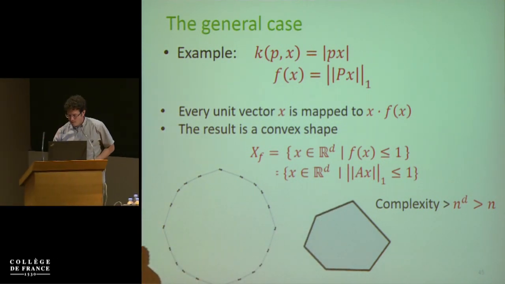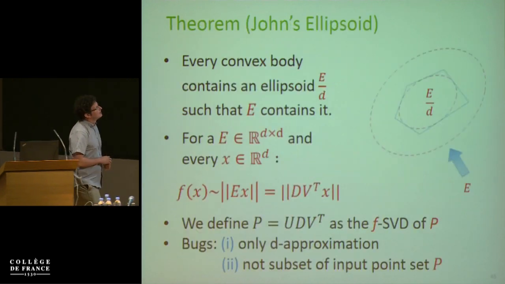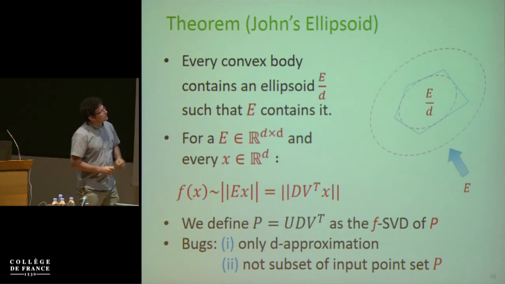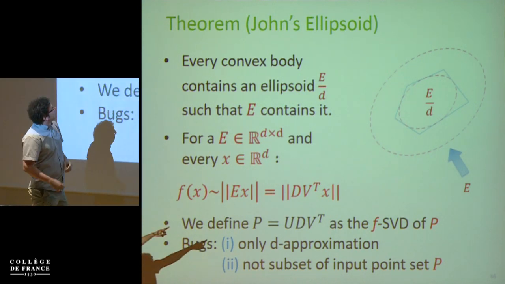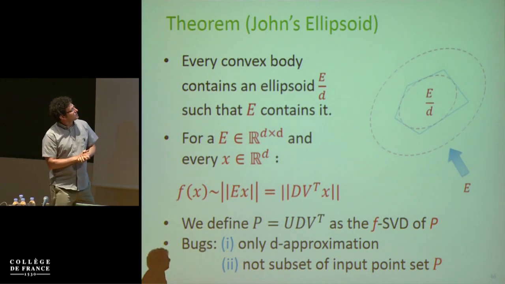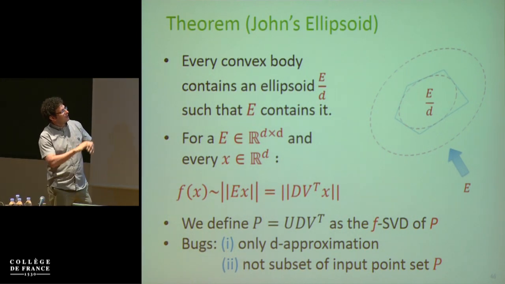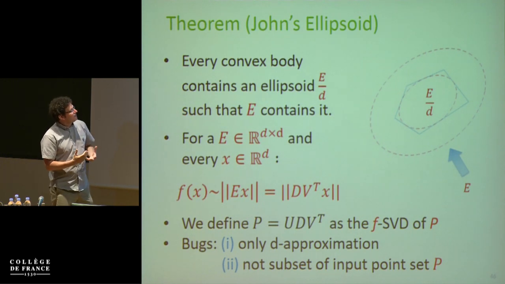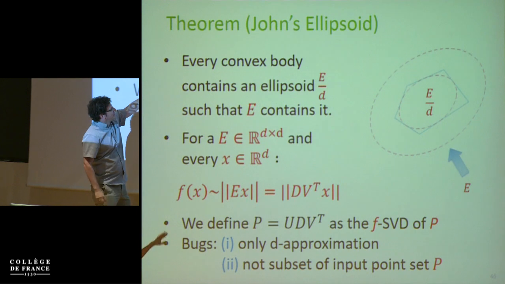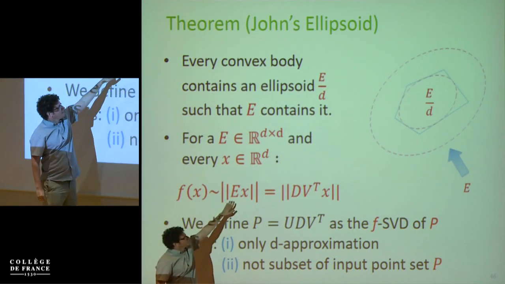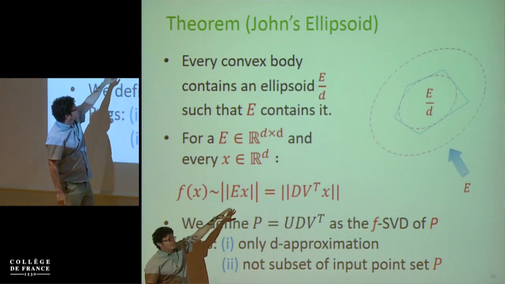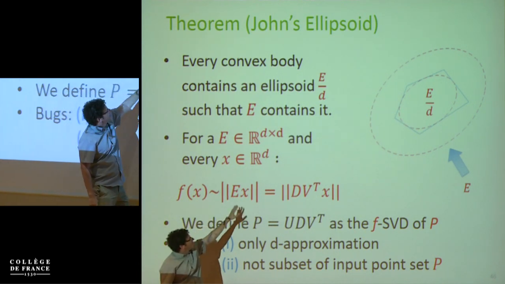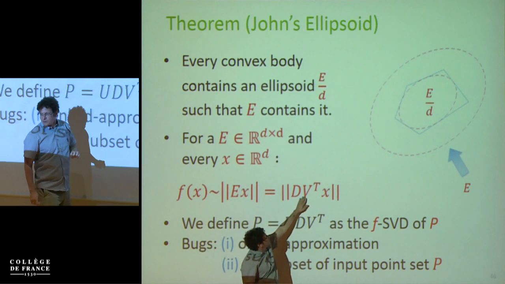So now we can use John ellipsoid, which says that every convex body contains an ellipsoid. You see the red one. That actually, if you take this ellipsoid enlarged by a factor of d, it will actually contain the object. So in other words, we can approximate f(x) by some ellipsoid or d by d matrix E, so that f(x) is just norm 2 of Ax, and E can be represented again by an orthogonal matrix and a diagonal matrix.